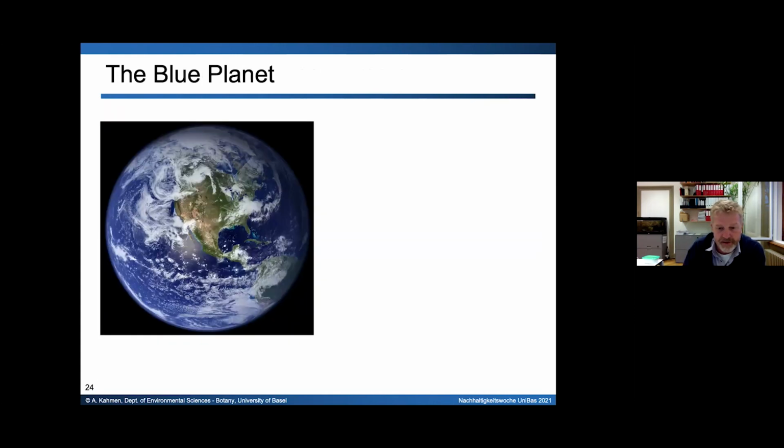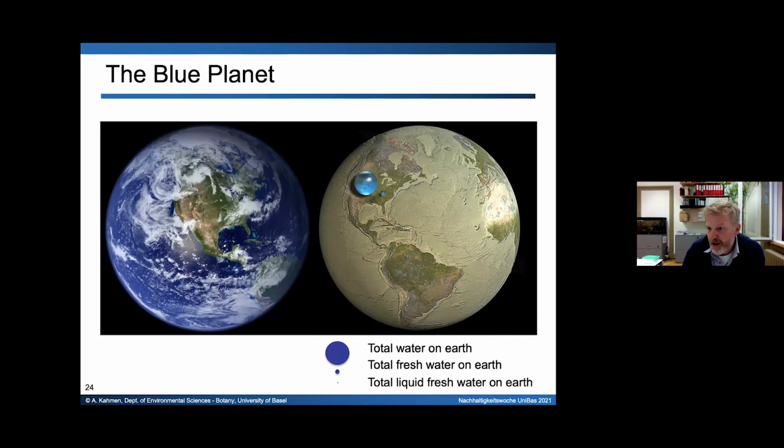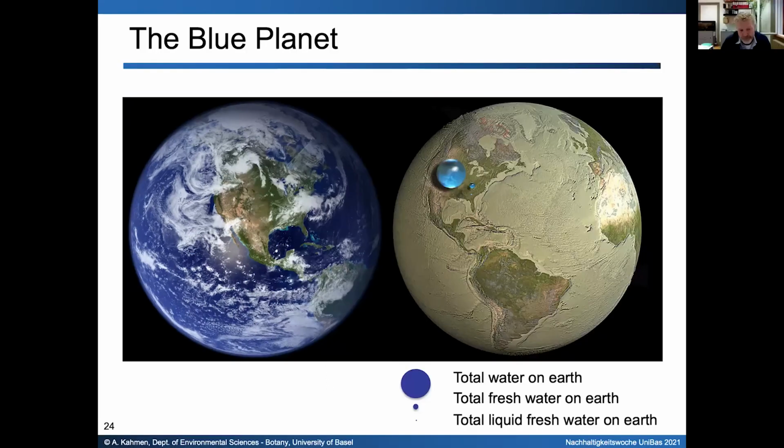With that, I'm at the end. And I think, yes, we have a blue planet. And the planet is blue, not because there is a lot of water, but because the little bit of water that is on our planet does really matter for terrestrial ecosystems that we, as humans, in the end, depend on. And we should know what we do with it, because it's important.